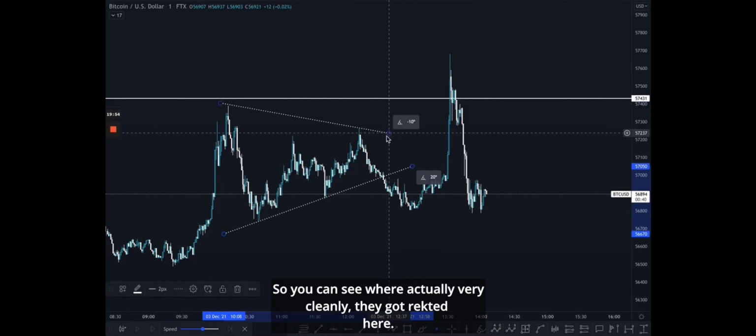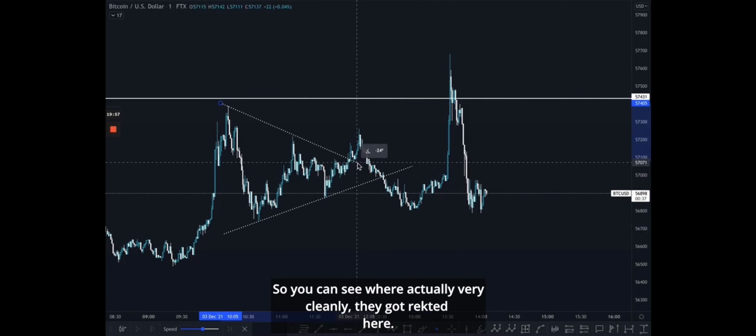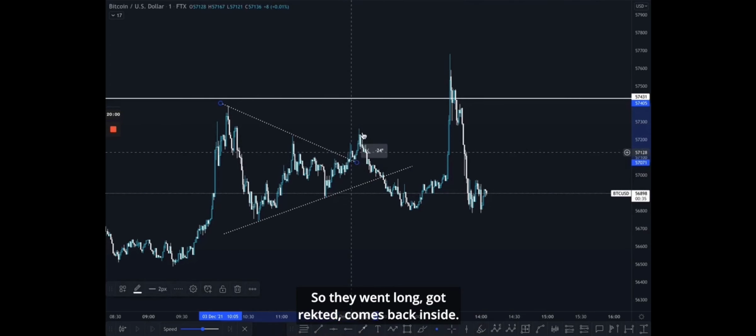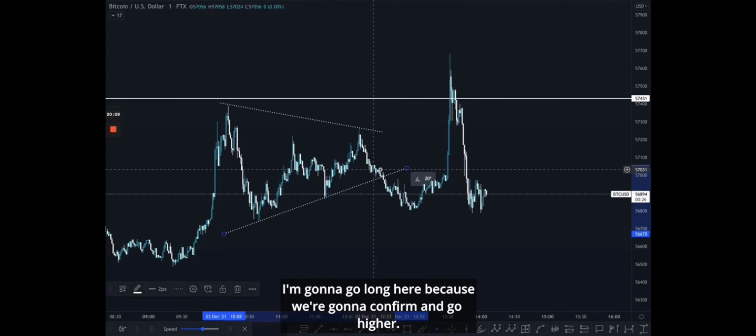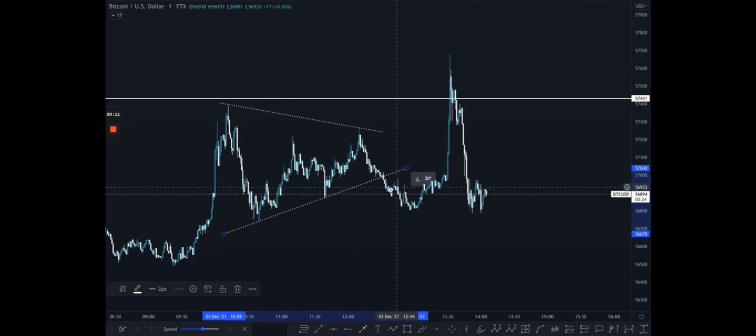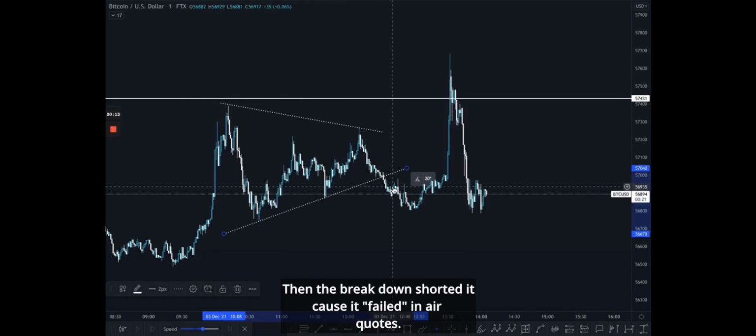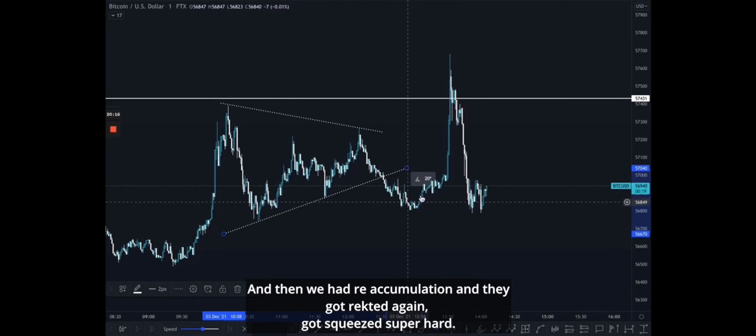So you can see we're actually very cleanly, they got wrecked here. So there's one area got wrecked, so we went long, got wrecked, comes back inside. They're like, okay, well, I was wrong with that breakout, but I'm going to go long here because we're going to confirm and go higher. They got wrecked again. Then the breakdown shorted it because it failed, in air quotes. And then we had reaccumulation and they got wrecked again, got squeezed super hard.